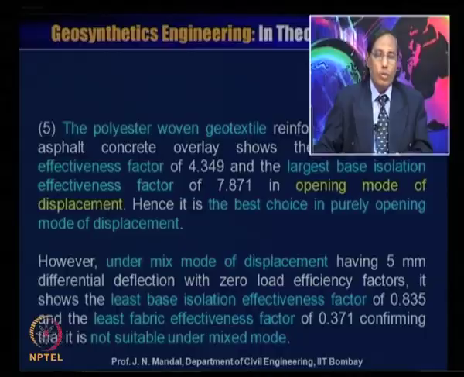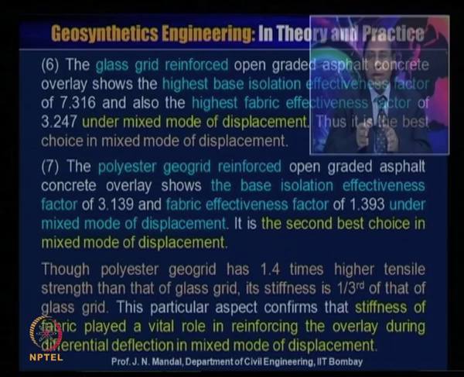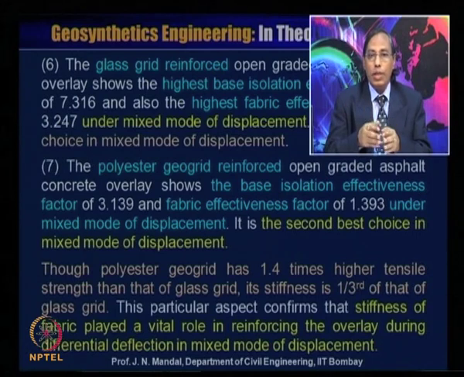Six, the glass grid reinforced open graded asphalt concrete overlay shows the highest base isolation effectiveness factor of 7.316 and also the highest fabric effectiveness factor of 3.247 under mixed mode of displacement. Thus, it is the best choice in the mixed mode of displacement. You can see how the glass grid is more effective because its base isolation effectiveness factor is more compared to the other materials.